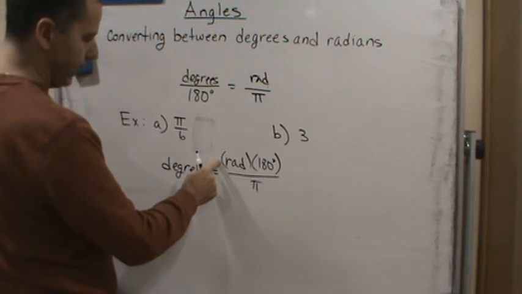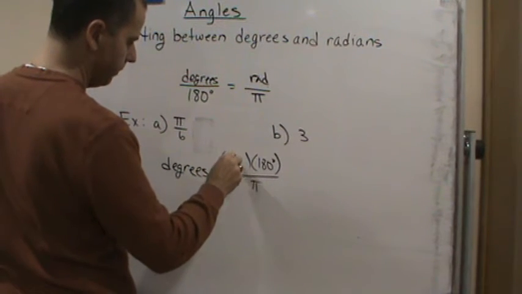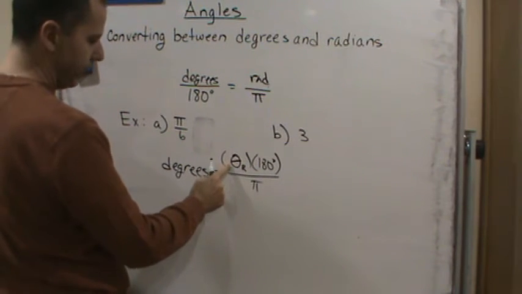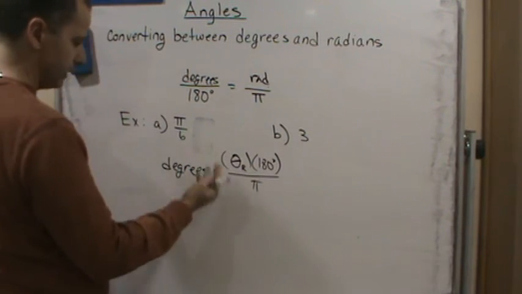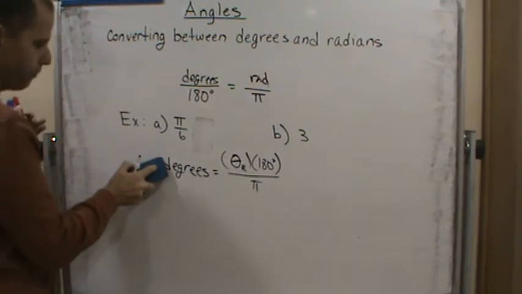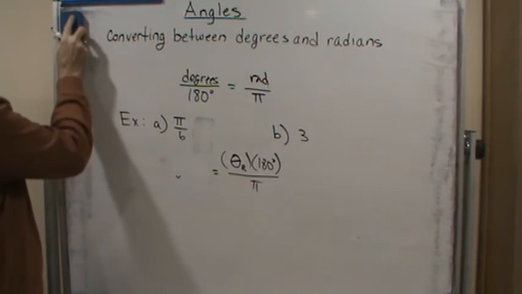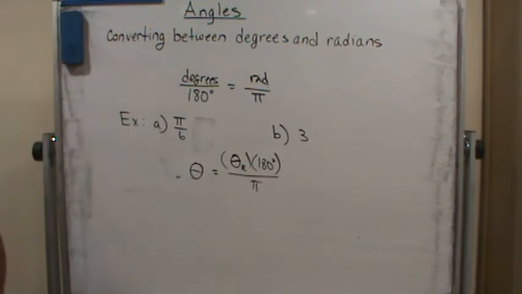The radians cancel out, and I end up with degrees, so of course it makes sense. The dimensional analysis confirms the results.